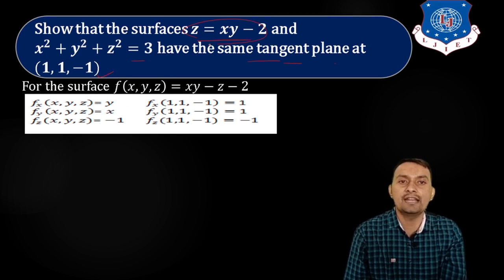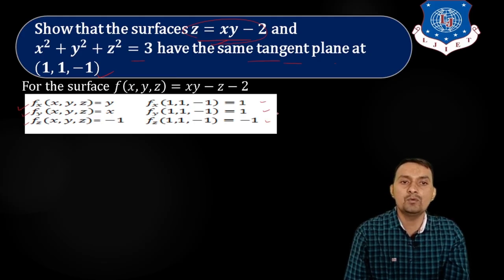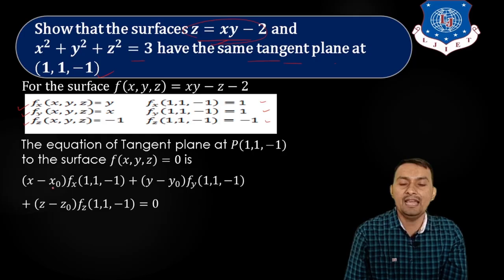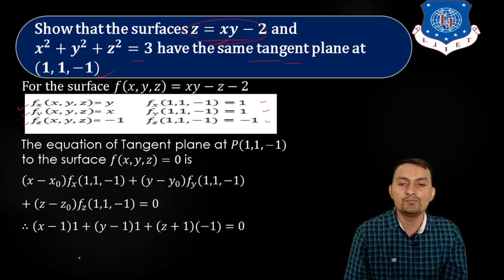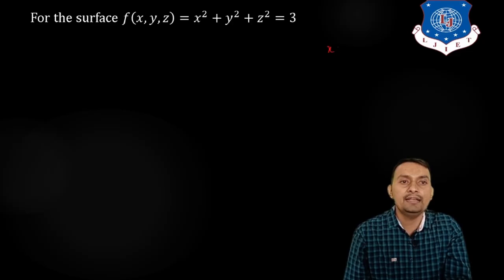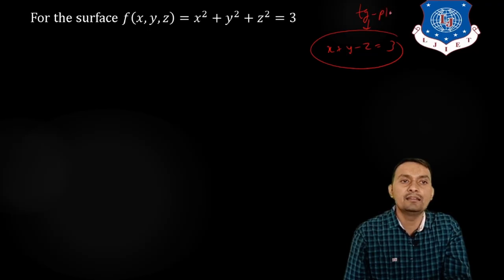So first, this is our f of x, y, z. So we can find f sub x, f sub y, f sub z at the point 1, 1 and minus 1. And therefore its tangent plane at this point will be f sub x at 1 comma 1 comma minus 1 times x minus x0, plus f sub y at 1 comma 1 comma minus 1 times y minus y0, plus f sub z at 1 comma 1 comma minus 1 times z minus z0, equals 0. When you simplify, you will get x plus y minus z is equal to 3. And this is exactly the tangent plane of f of x, y, z.